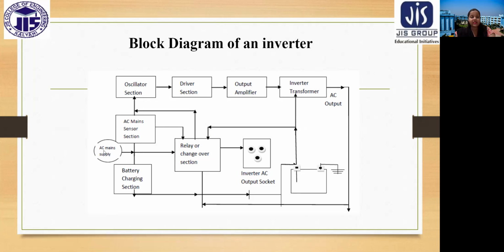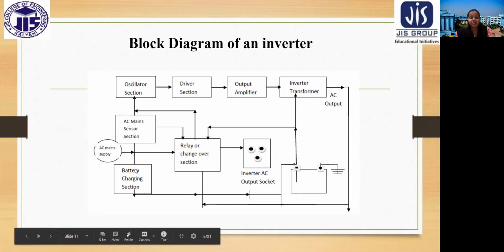This is the AC mains supply. From here the AC mains sensor section is coming, and then it is also going to the battery charging section. From the battery charging section, it's directly connected to the inverter transformer, and then it goes to AC.